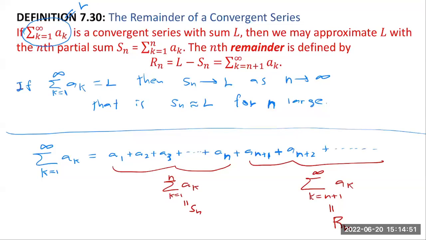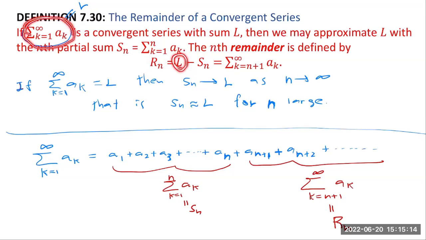Very simple definition. And then what is the other part? The nth remainder is defined by Rn equals L minus Sn. That's how we define the nth remainder, which is denoted by Rn. Rn is nothing but L minus Sn. Notice that L is the summation of the full series.